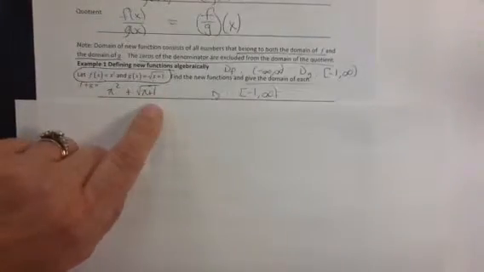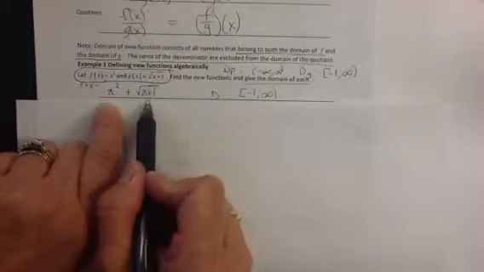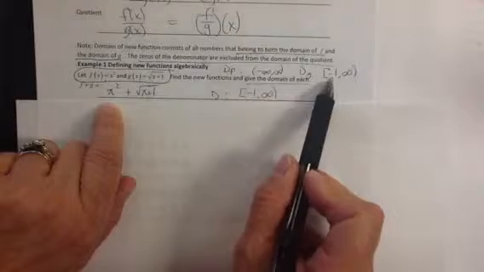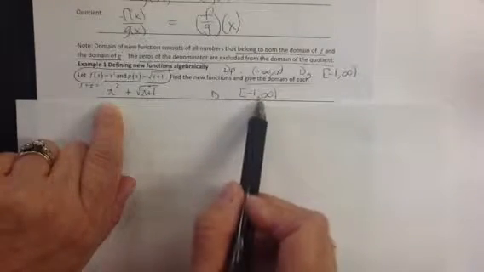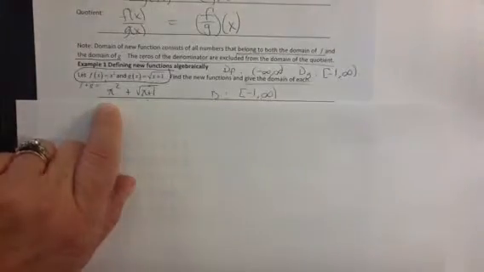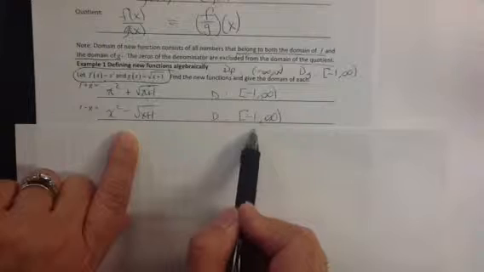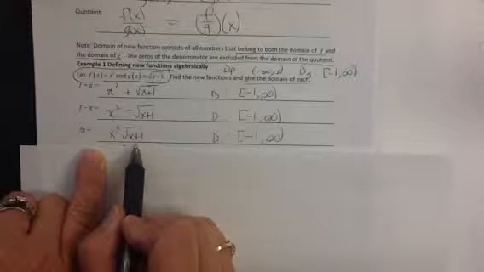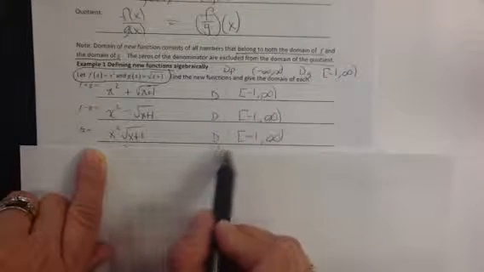Now all they want us to do is add them, so I just take it and add them. And now I have to get the most restricted domain, which happens to be negative 1 to infinity. Now all I'm going to do is subtract them. Take f of x minus g of x. And again, the restricted domain is what we're going to use. Now if I'm going to multiply them, it's just taking x squared times the square root of x plus 1. Now I have the most restricted domain.